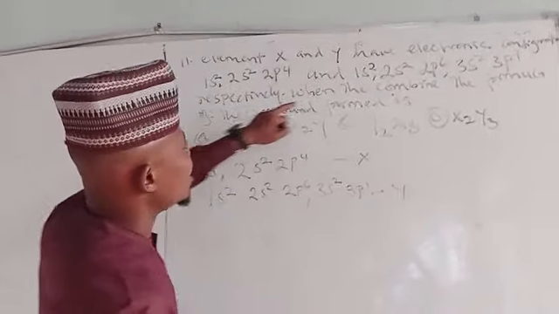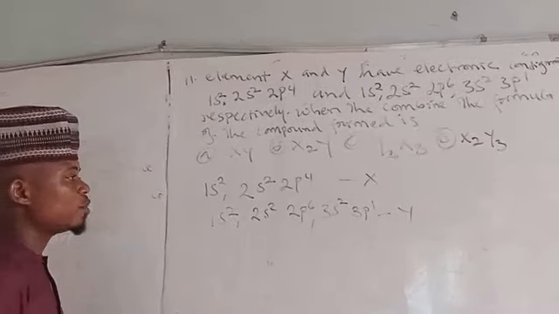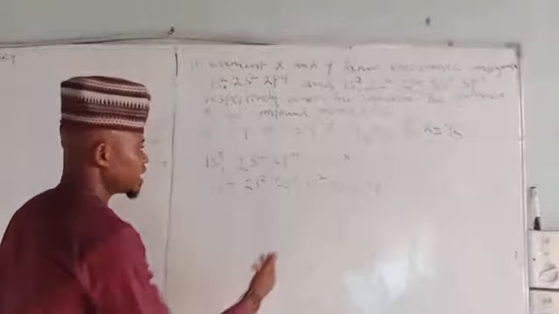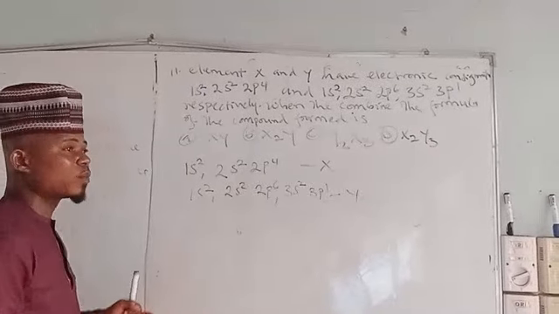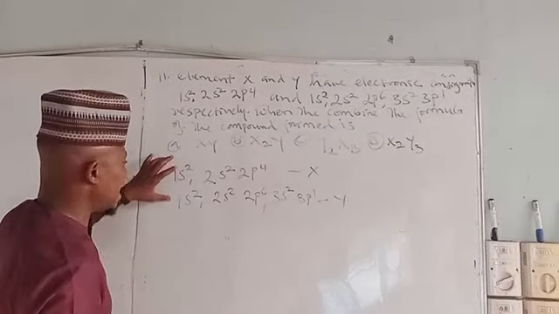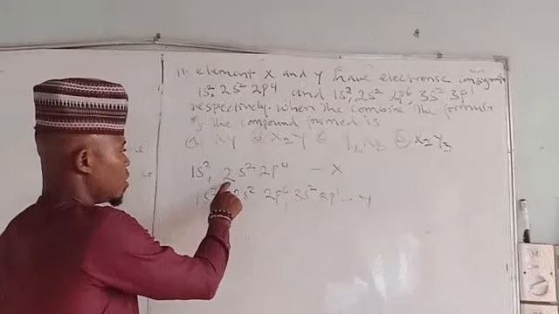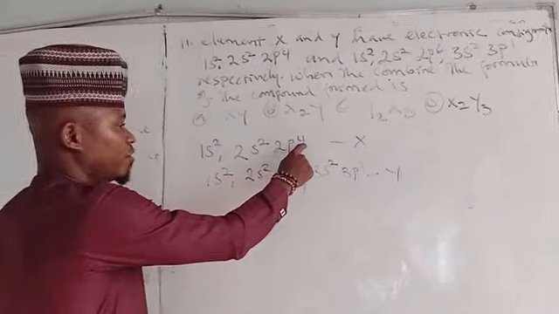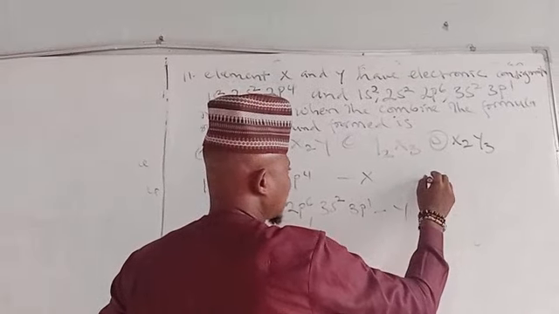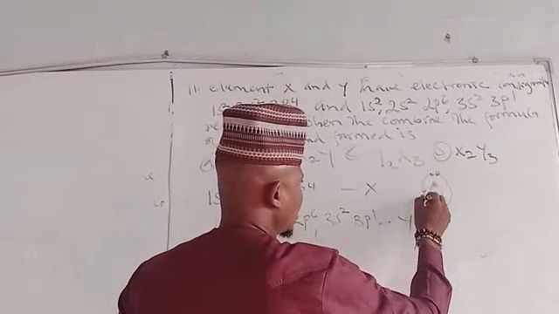They say respectively, when they combine, the formula of the compound formed is? Now, before you are able to answer this question, you must be able to deduce the valency of these elements. You must know the valence shell and know whether the element can accept or give out electrons. In element X, the valence shell is the shell with the highest number, and that is 2. On that shell, we have 2 electrons and 4 electrons. Combine them together, X has 6 electrons in the atom. So X is going to be like this: first shell, 2 electrons, second shell, 6.